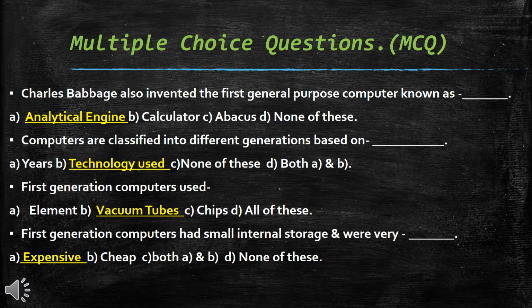The next one is, first generation computers used dash. Options are element, vacuum tubes, chips, all of this. The answer is vacuum tubes. The first generation computers had smaller internal storage and were very dash. Expensive, cheap, both A and B, none of this. The first generation computers were very expensive.